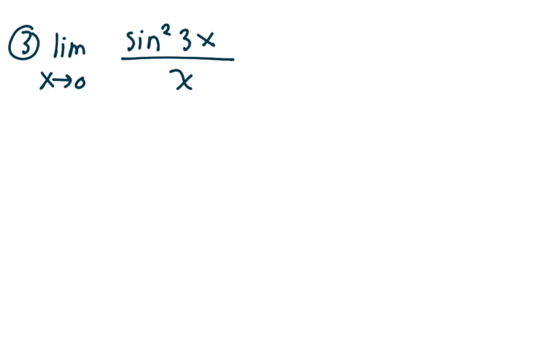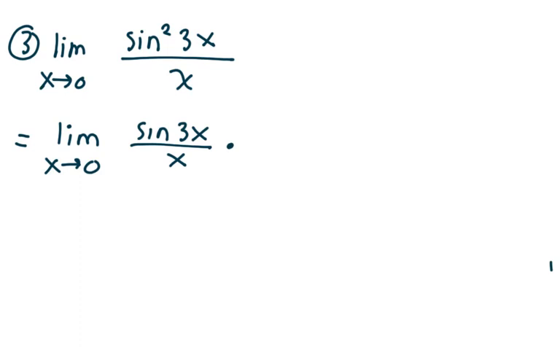And so what I'm going to do here is I'm going to rewrite this as follows. So this is the limit as x goes to 0 of sine of 3x divided by x times sine of 3x. By the way, it's the limit of the whole thing.